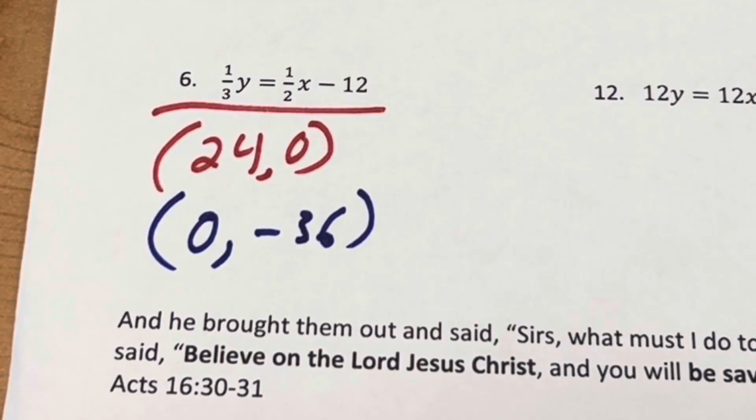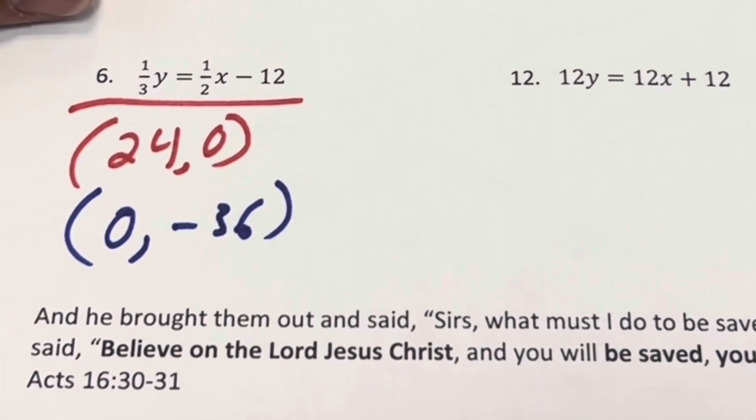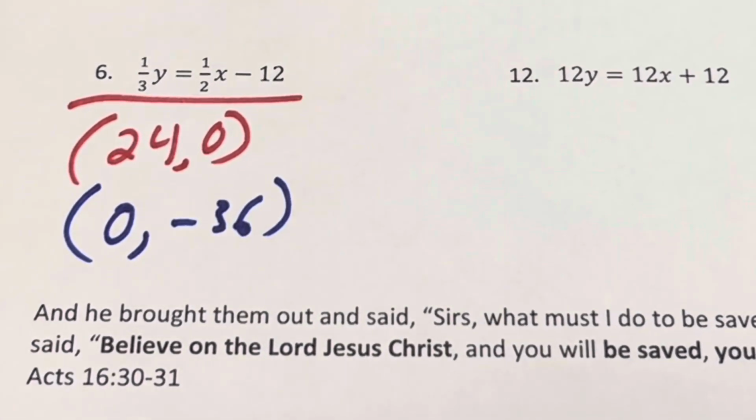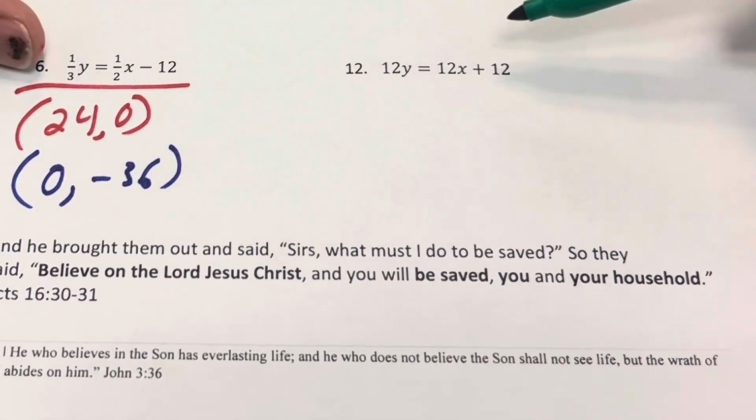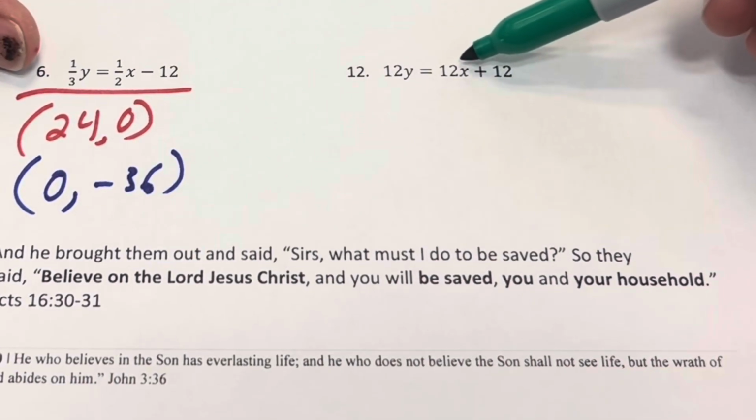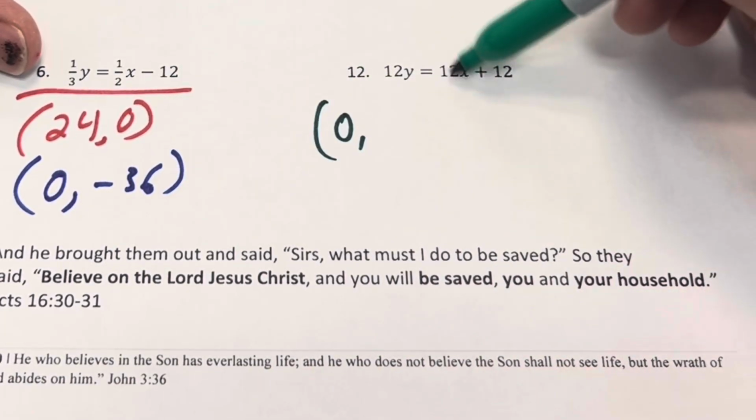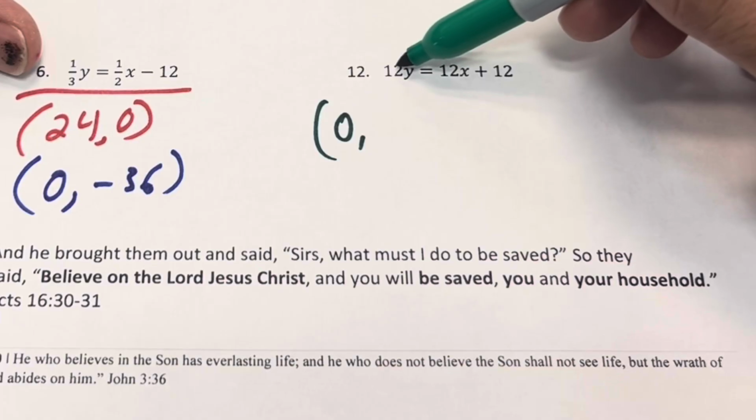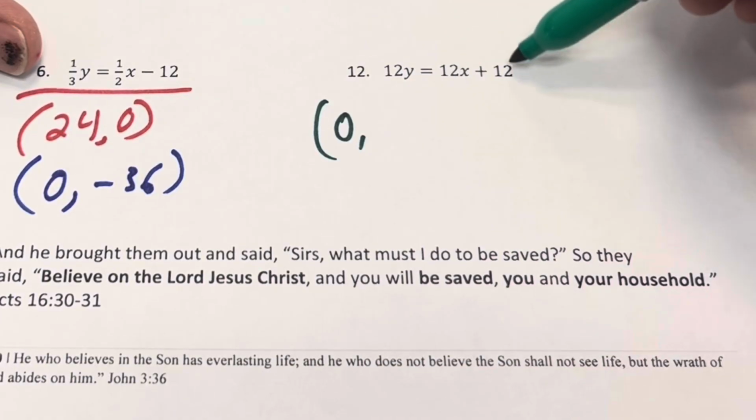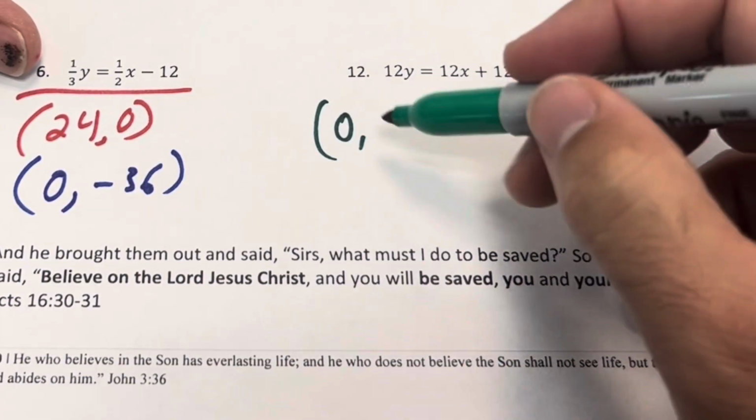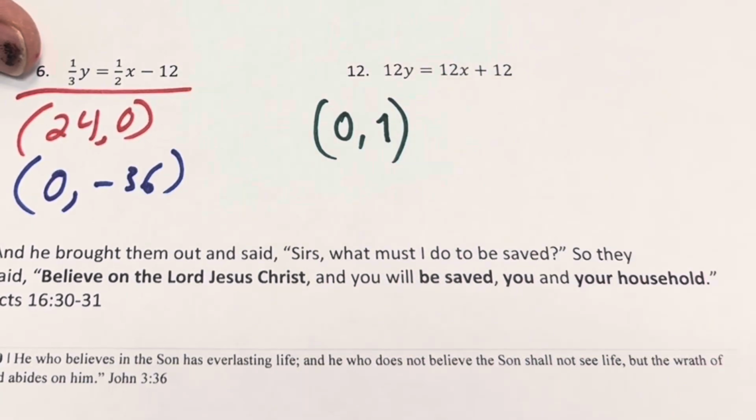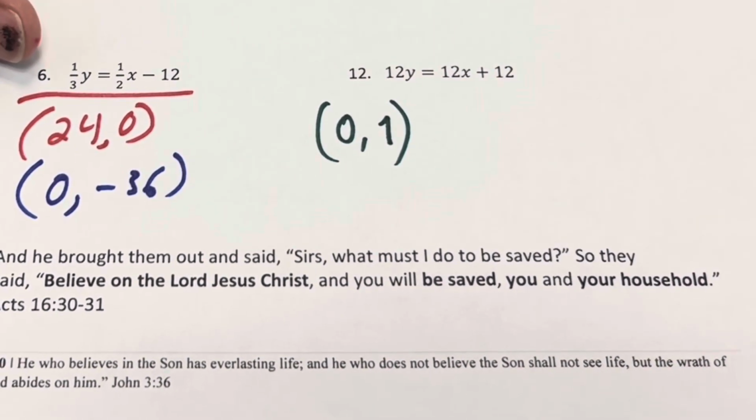Now I'm going to do number 12, the last one, but I'm going to do it mentally. I'm going to explain how it works, the steps, but I'm just going to write the answers. If I give 0 to x, all this will be 0. Then the 12 multiplying y goes down dividing. 12 divided by 12 is 1. So y equals 1, so 0 comma 1 will be the y-intercept.